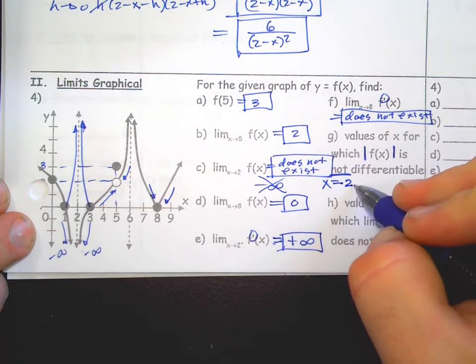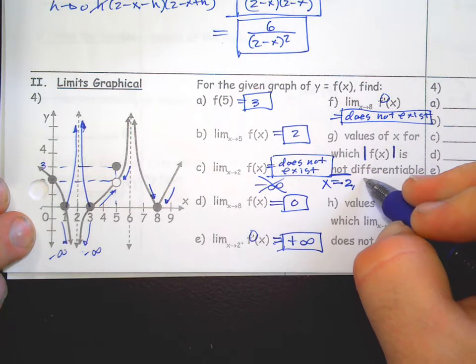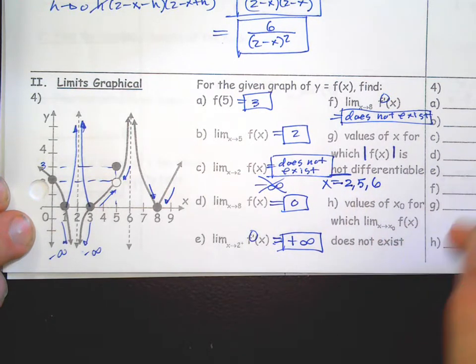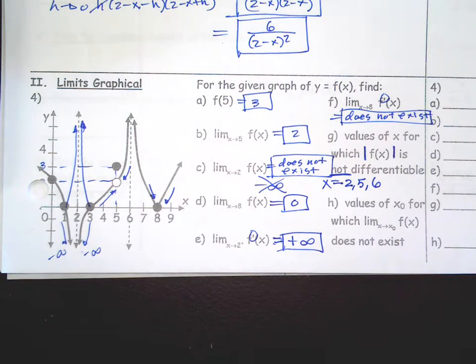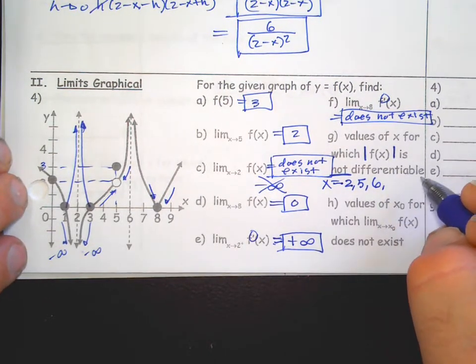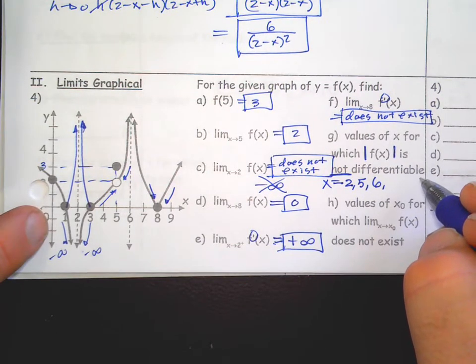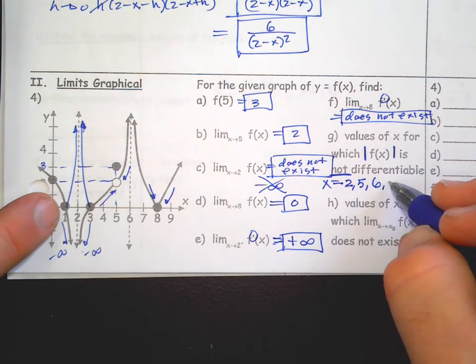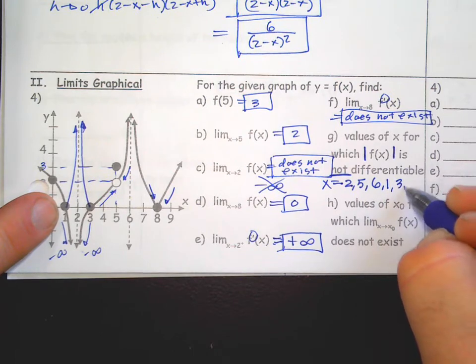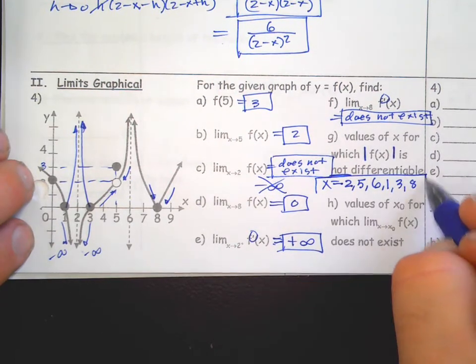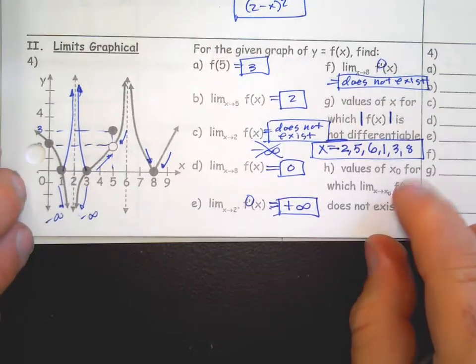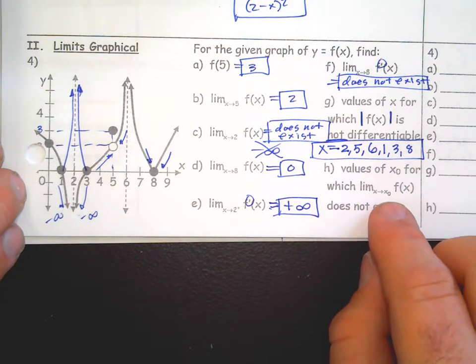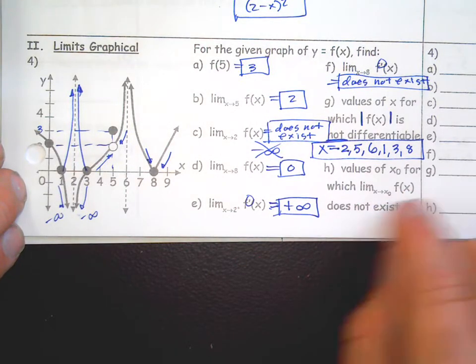2, 5, 6. And those actually wouldn't be differentiable on the original graph. But in addition, not differentiable means not smooth. So even if it is continuous, but it has a sharp corner like at 1, 3, and 8, those are not differentiable. Okay? Values of x naught for which the limit as x goes to x naught of f of x does not exist.